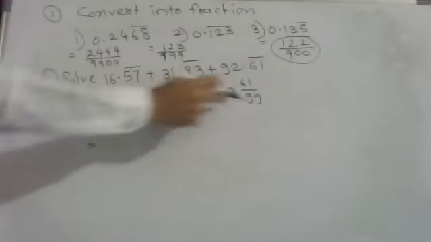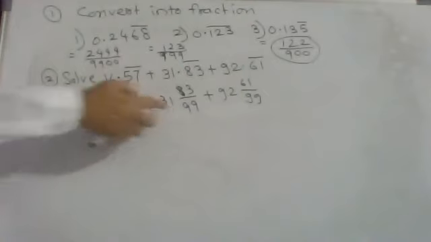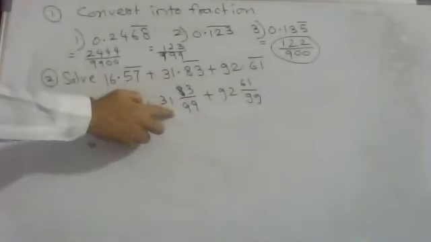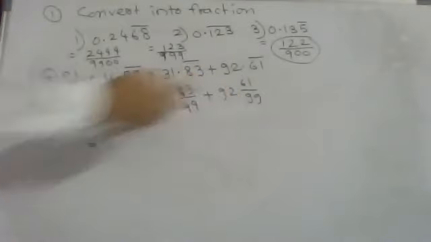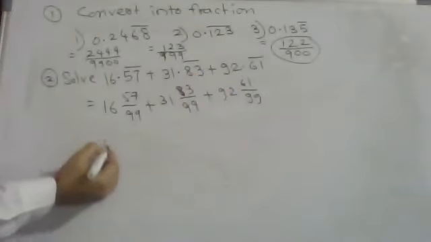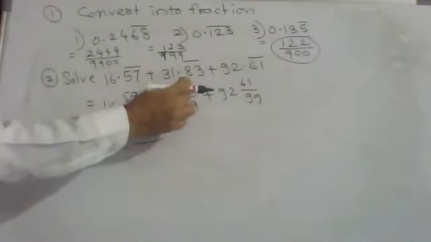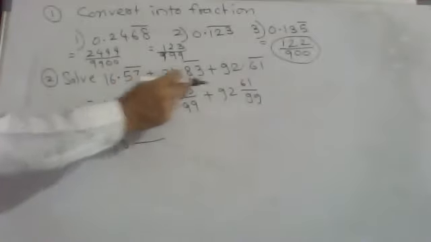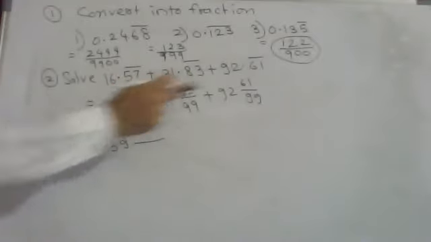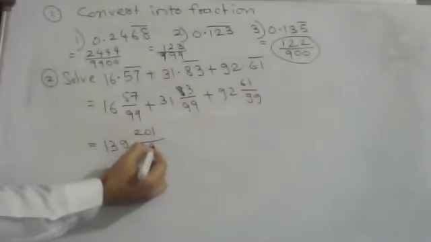Do the addition of integers at one side. 16 plus 31, that is 47. 47 plus 92 is 139. Now 57 plus 83. How are you going to calculate? 7 plus 3 is 10. So 86, 140, 201 upon 99.